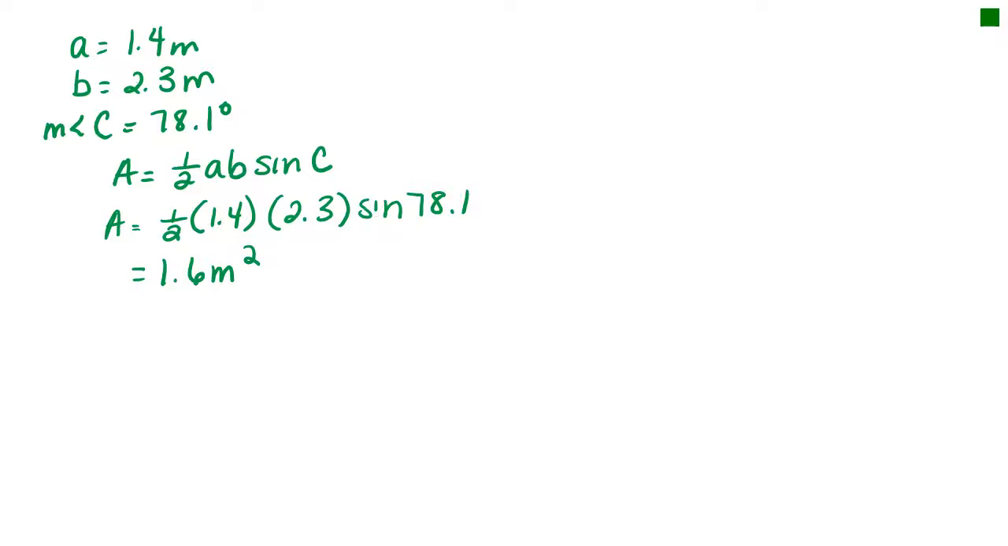All right, so that formula is actually pretty straightforward to use. You just have to know two sides and the angle between them, and you can find the area of any triangle. Again, I always ask if you have any questions.